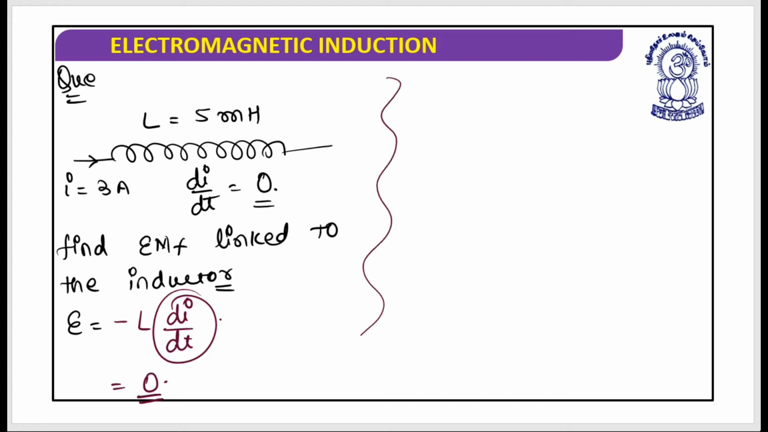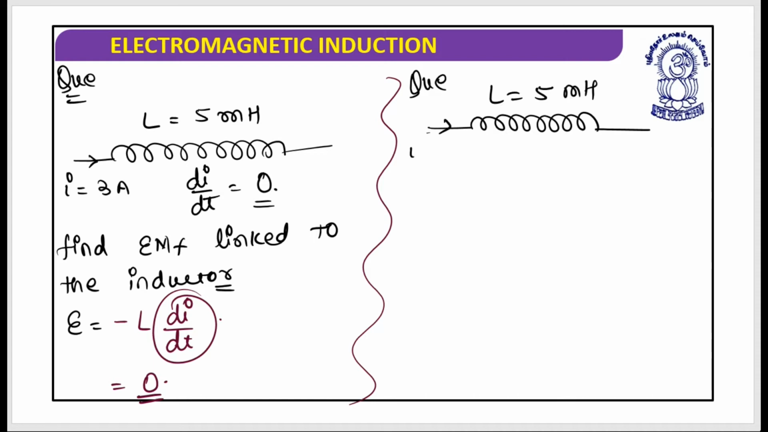Now let's take the same example with certain variation. We have again taken the same inductor, a 5 millihenry. The current is the same, 3 ampere. But this time, di by dt is equal to 2 into 10 to the power 3 ampere per second. It is increasing. I hope this is clear. Find out the EMF.